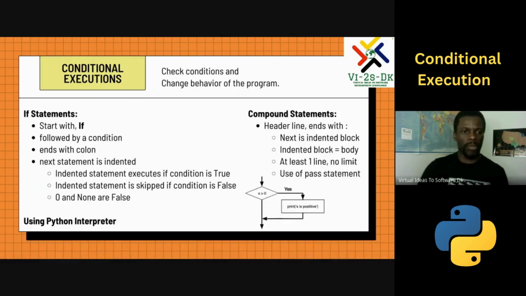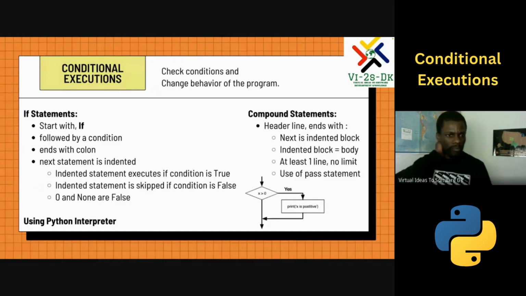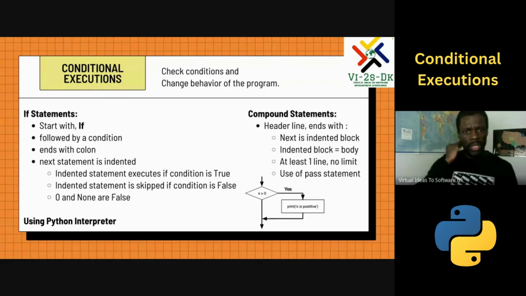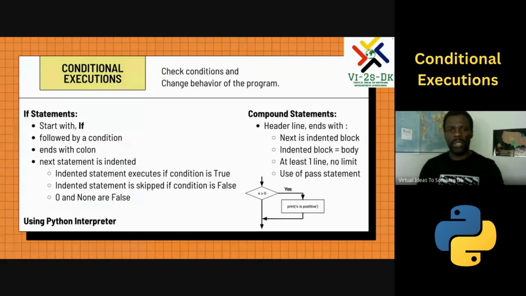Awesome. So let's jump right into conditional execution then. Why do we need conditional execution? It helps us check conditions and it will help us change the behavior of our program. Okay. The conditional execution usually starts with an if statement. So the if statement begins and then it's followed by the condition. What condition is it that you want to check?